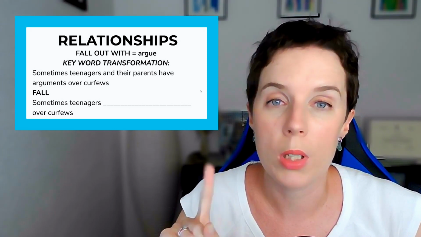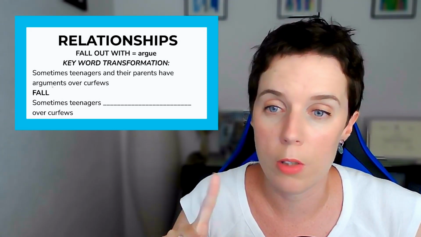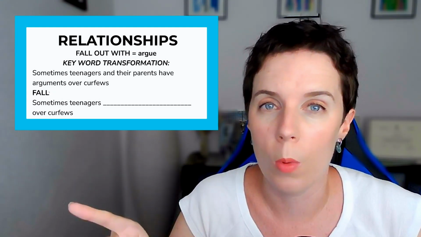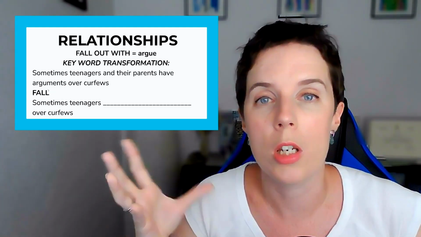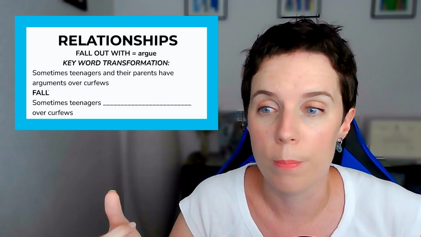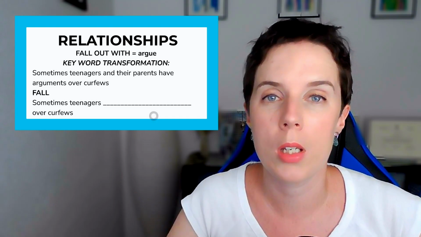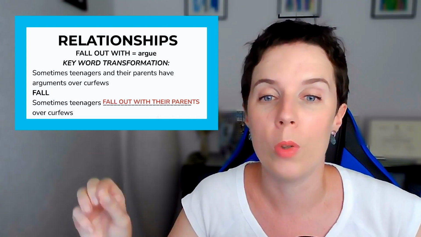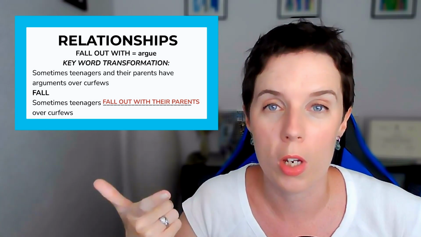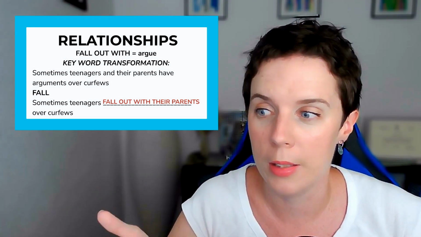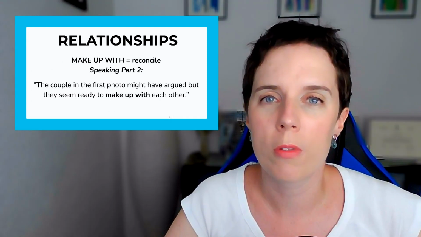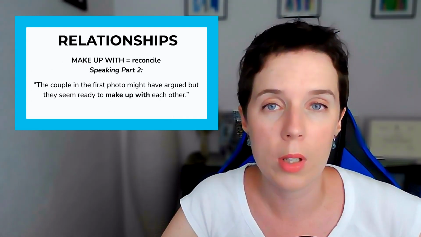So you need to be careful here because you could see that here you've got arguments, which is a noun, but you're using a verb, fall out with. So you need to change the sentence structure a little because we're using a verb instead of a noun. So the answer was sometimes teenagers fall out with their parents over curfews. Okay, so we just had to change the structure around slightly, but most of the words are pretty much the same, to be fair.